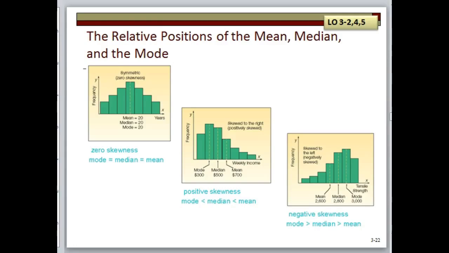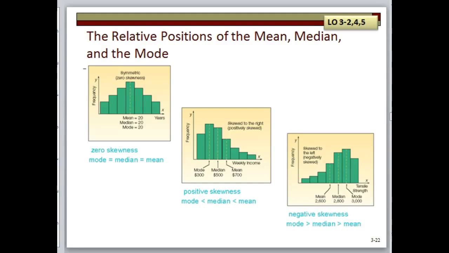And finally, if the mode is larger than the median and the median is larger than the mean, the distribution will be skewed to the left or negatively skewed. We note that when the distribution is negatively skewed, the mean is the lowest of the three measures because it is influenced by extremely low observations.